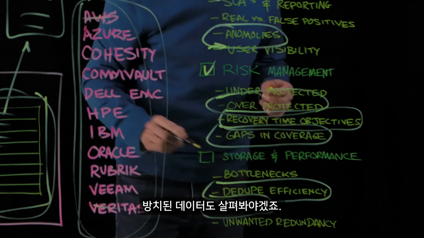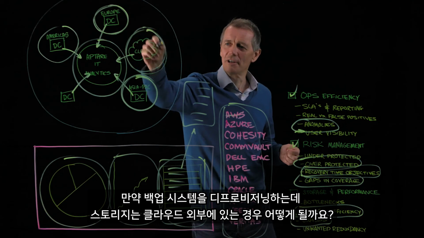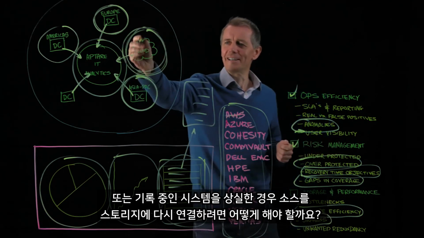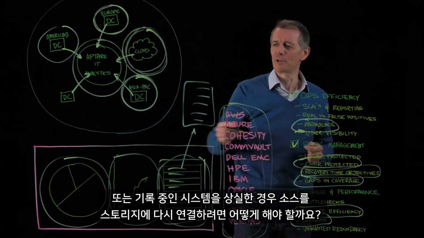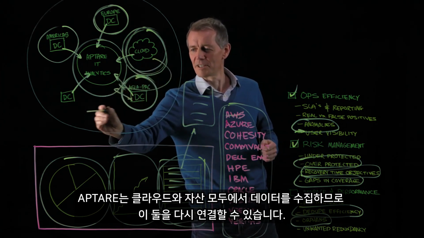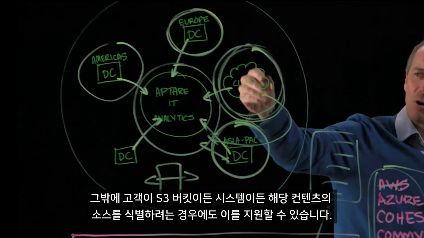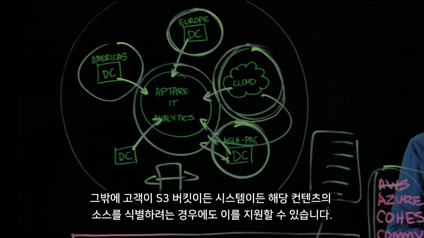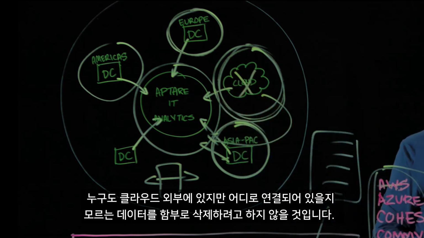Orphans we have down here. What happens if you deprovision your backup system but you've left storage that's out on the cloud? Or how do you tie and identify the storage back to its source if you've lost the system that was recording that? Because we collect from the cloud and because we collect from the assets, we can tie those two things together. And if you want to identify what was the source of the content of this S3 bucket, our system allows you to do that, because nobody wants to be the person to go delete something that's out in the cloud when they don't know what it ties back to.